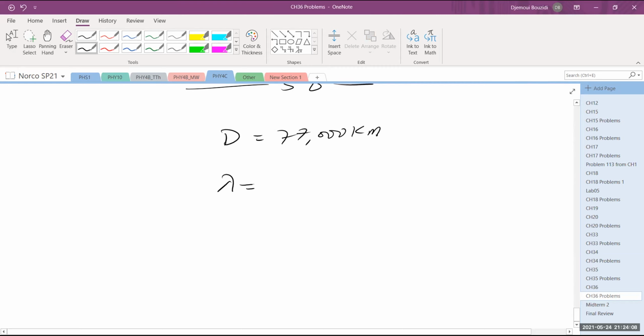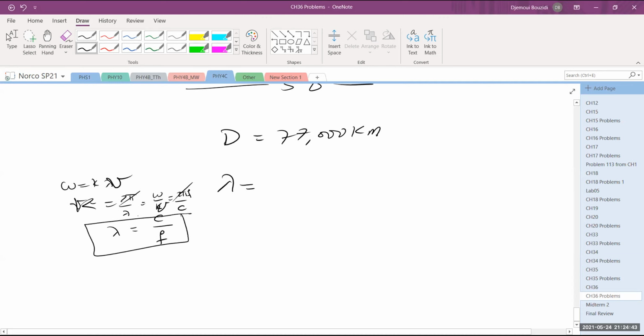First of all, the dispersion law, omega equals k v. The k in this case, which is 2 pi over lambda, is equal to omega over v. Omega is 2 pi f, divided by c for light. So lambda will be c over f. Basically solve this equation for lambda. This is the wavelength of the light.